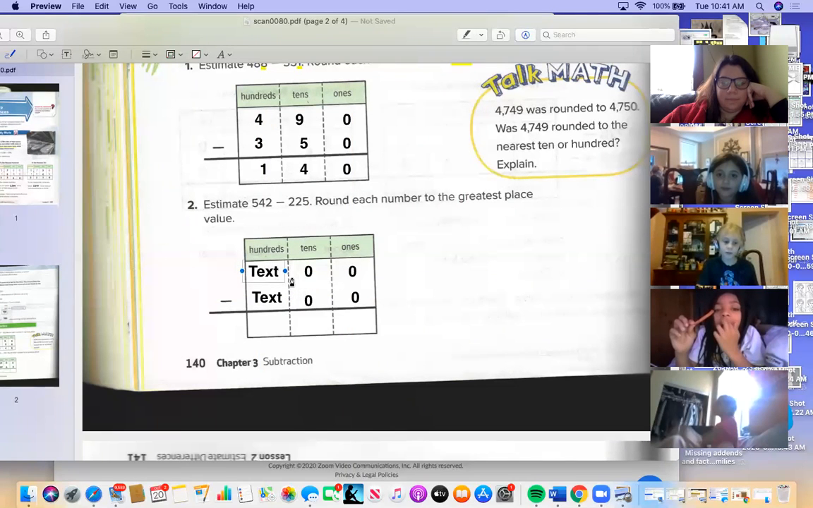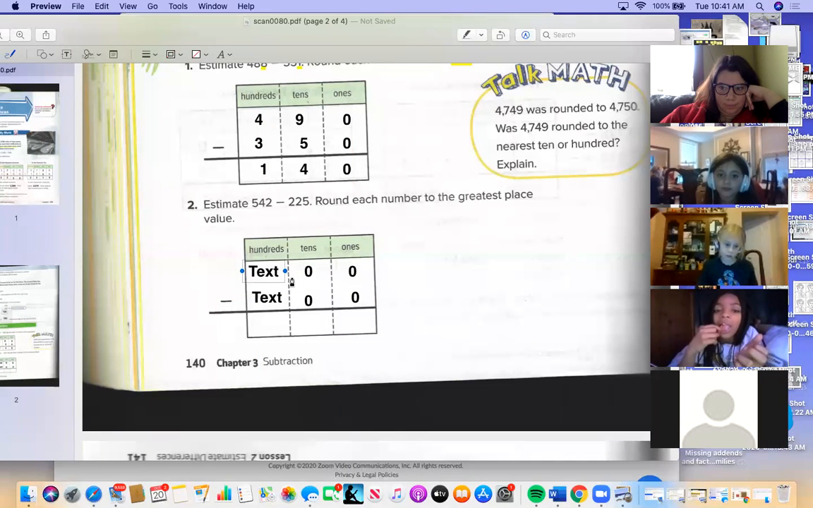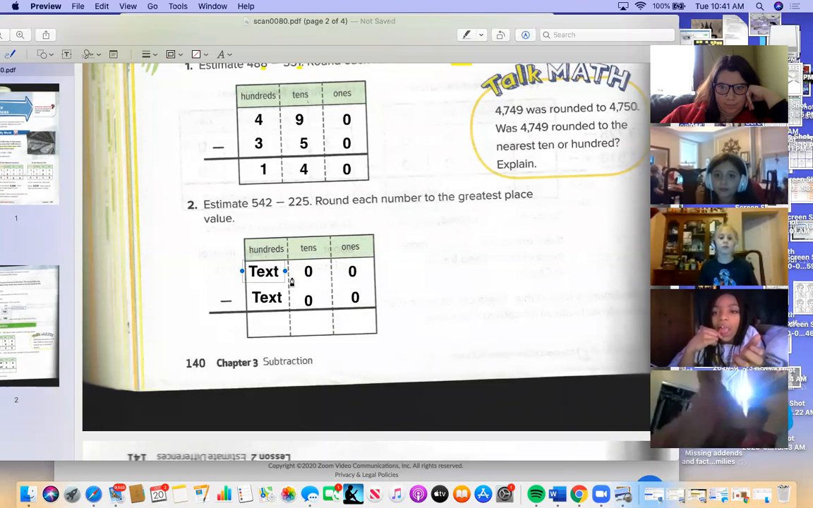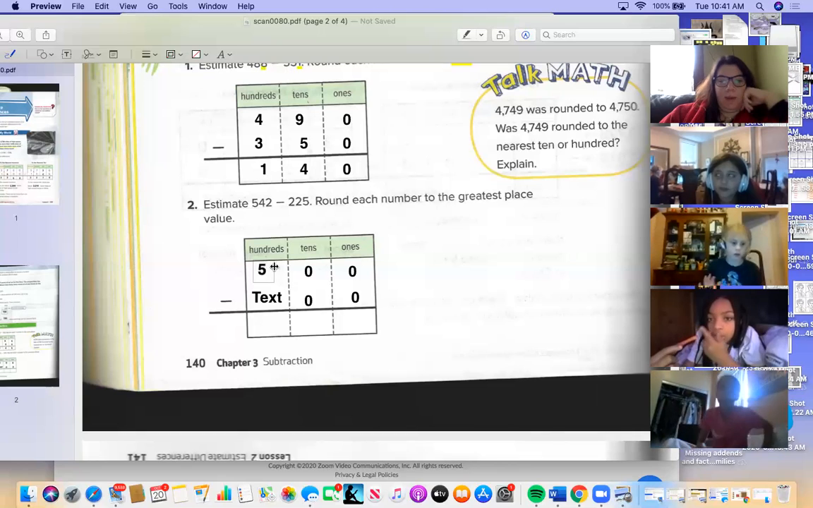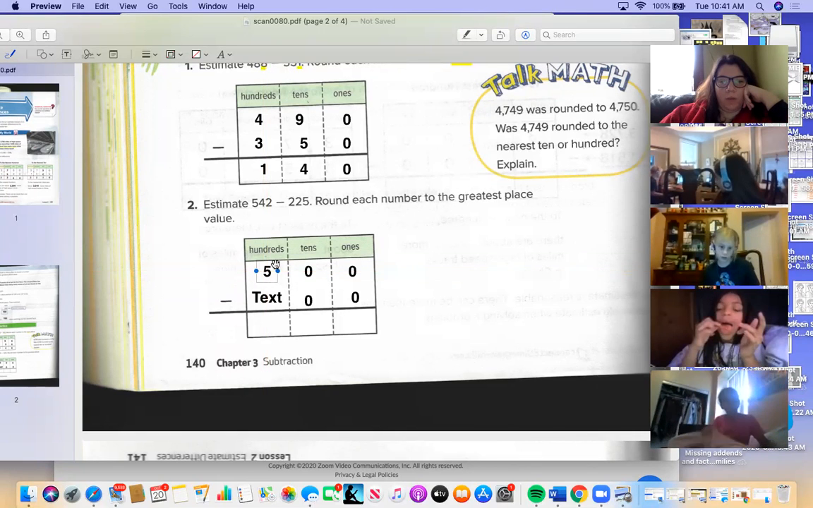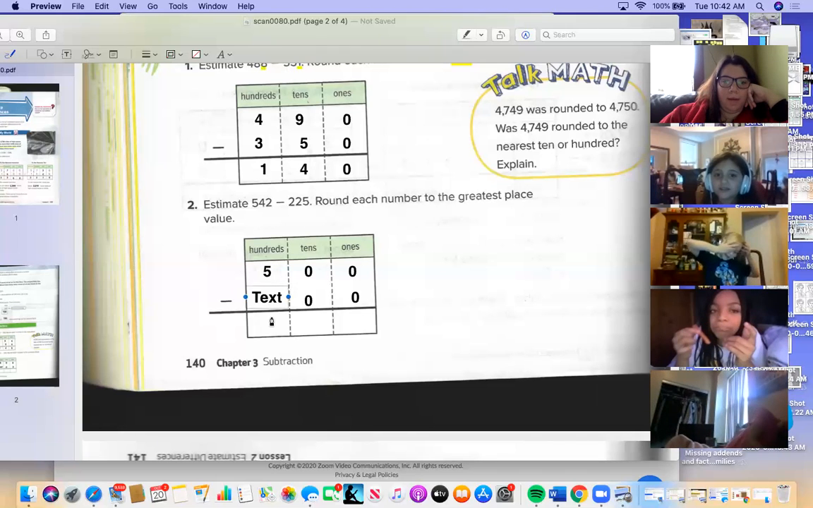542. We'll round to 500. Yes. Because we had a 4 in the tens place, and we know 1 through 4, we're going to stay on the floor we're on, which is the 500th floor.